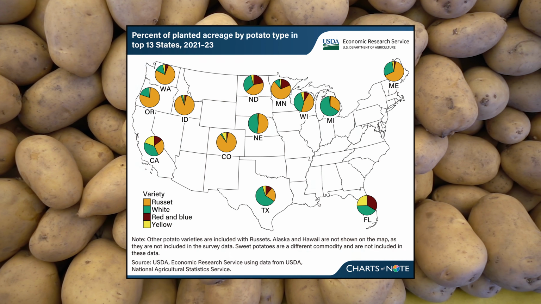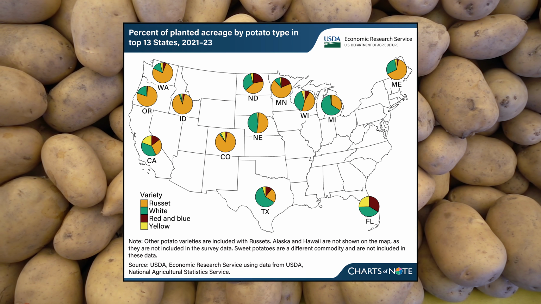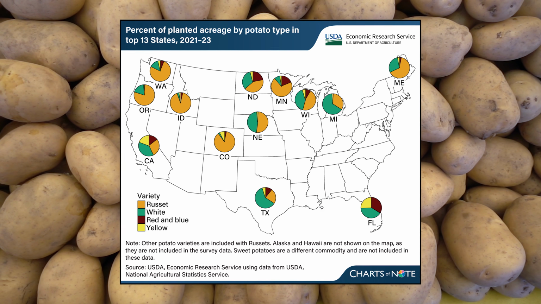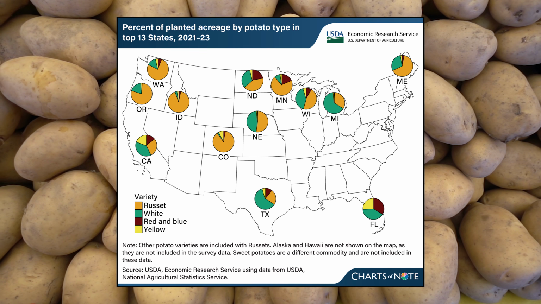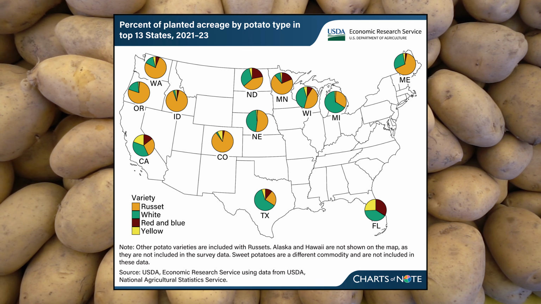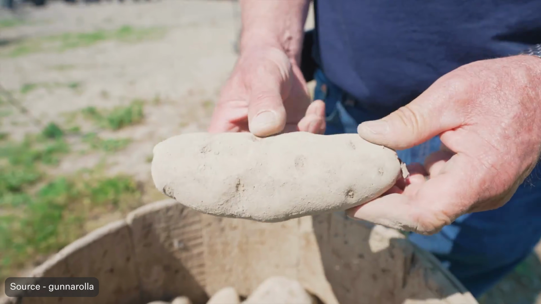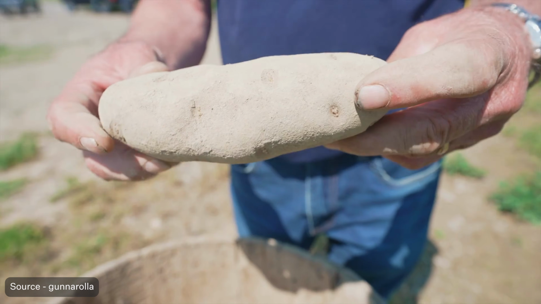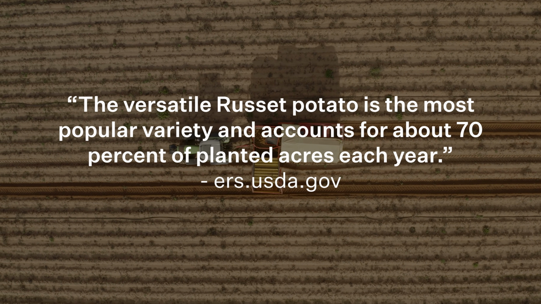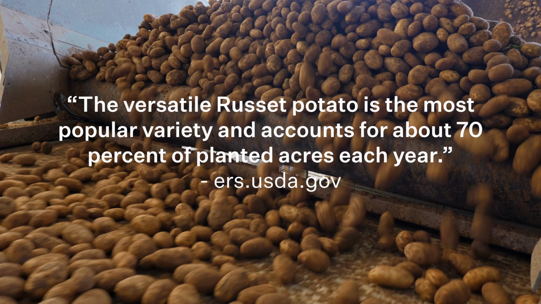Now, if you end up deciding to grow your own potatoes, you can find tons of different varieties to plant. However, on a commercial level, they generally fall under 4 broad categories. This chart shows the 13 top potato producing states in the US and the 4 most common varieties that are grown here: russet, white potatoes, red potatoes, and yellow potatoes. Russet potatoes are by far the most popular variety in the United States, as they account for 70% of planted acres each year.